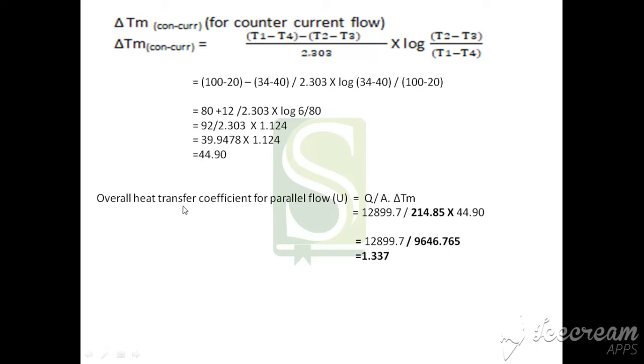Now we will determine the overall heat transfer coefficient for counter current flow as U is equal to Q divided by A into delta Tm. We have all the values for the quantities on the right side, so we will substitute those. Q is 12899.7, area is 214.85, and delta Tm is 44.90. So the overall heat transfer coefficient for counter current flow was found to be 1.337.